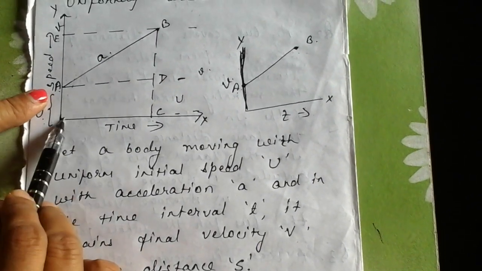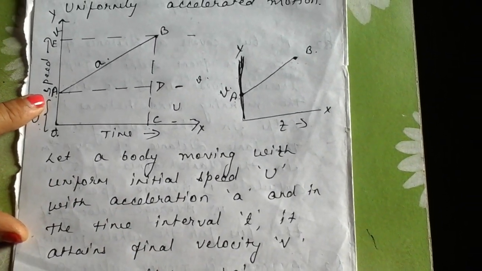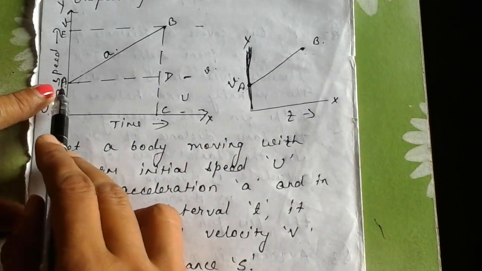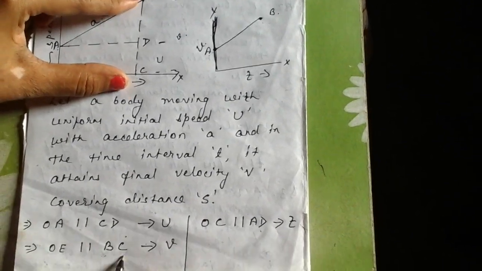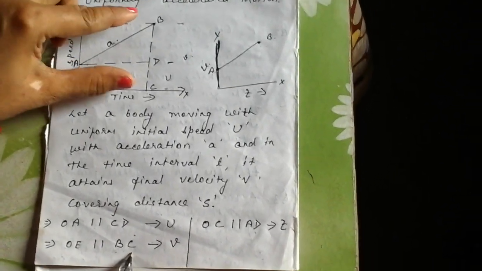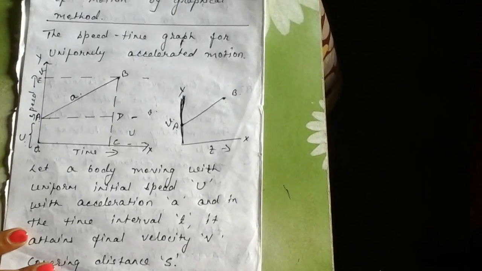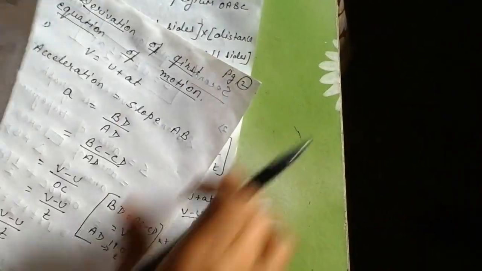You see here, OA is parallel to CD. Both these are parallel. OE is parallel to BC, and this also represents velocity. OC is parallel to AD, and this is the time axis. So, these are the descriptions of the graph. Let us start deriving one by one.